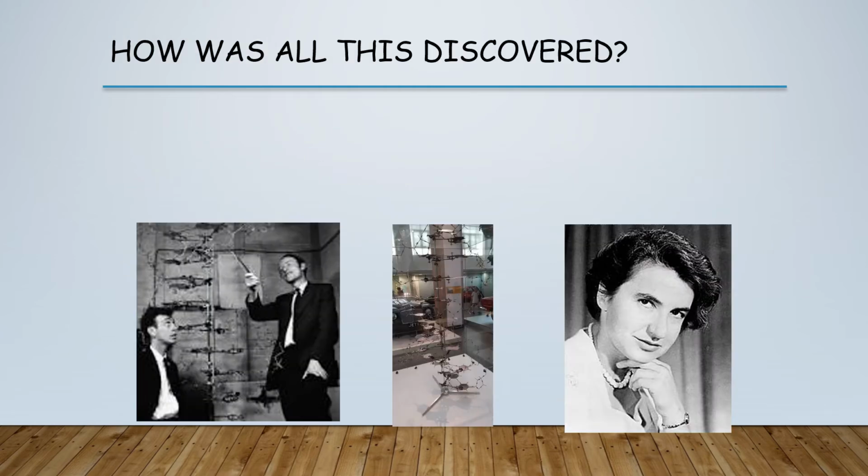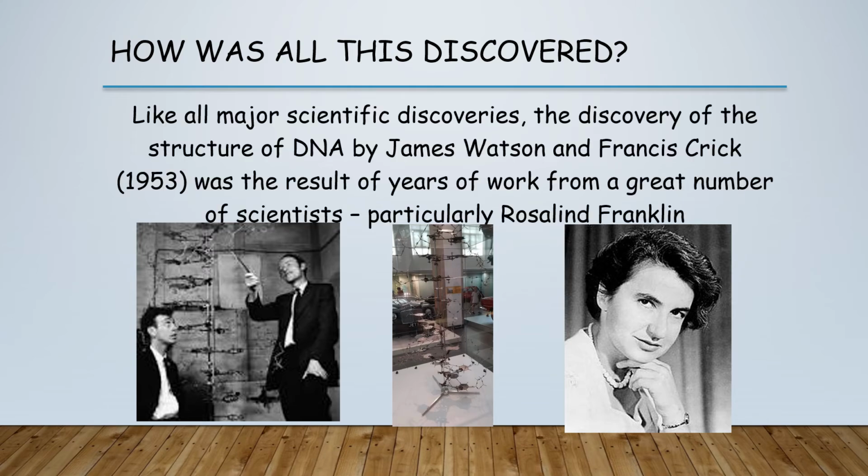So the discovery of the structure of DNA is actually clouded in quite a bit of controversy. Watson and Crick on the left are the two people who are attributed with the discovery. However, it did come on the back of a huge amount of scientific work, and particularly Rosalind Franklin on the right. Her work in X-ray crystallography really helped Watson and Crick put together a lot of their findings, and it could be said that James Watson actually stole some of Rosalind Franklin's work to make sure that they came out first with this discovery.